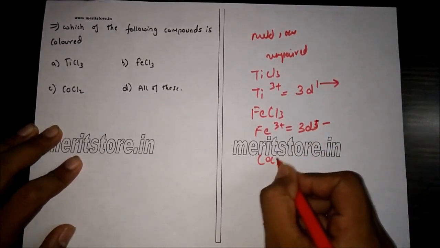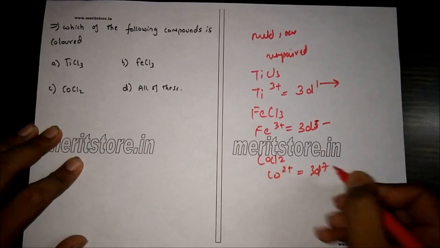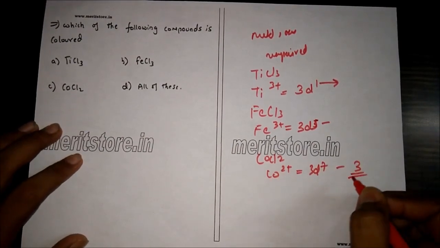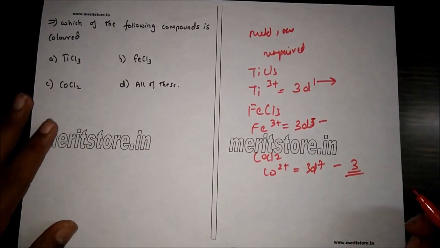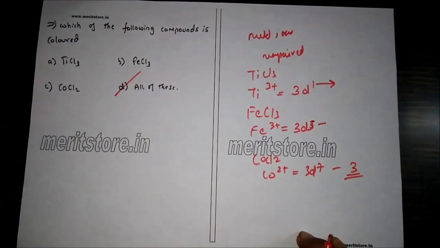And in CoCl2, Co2+ has an electronic configuration of 3d7 and has 3 unpaired electrons. Therefore, this is also colored. All three of the compounds are colored. The correct answer here is therefore option D.